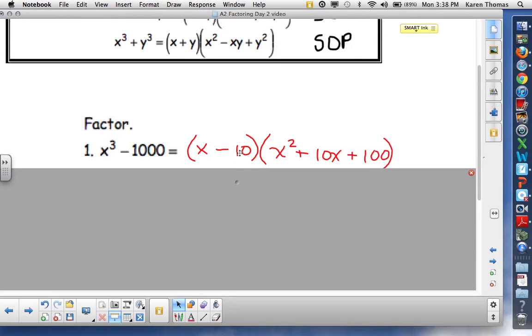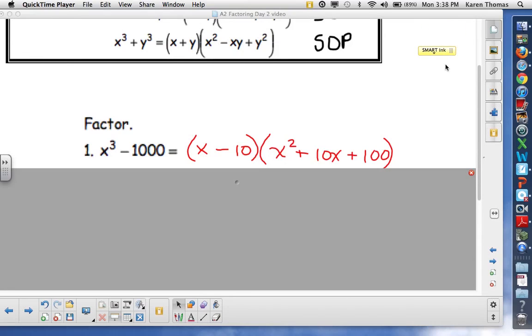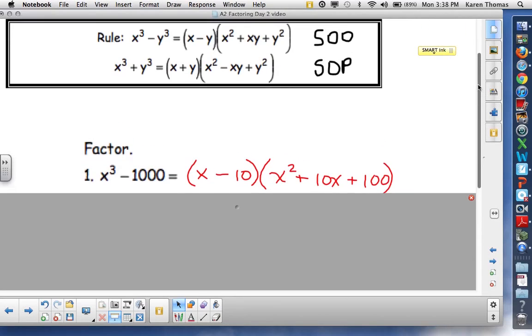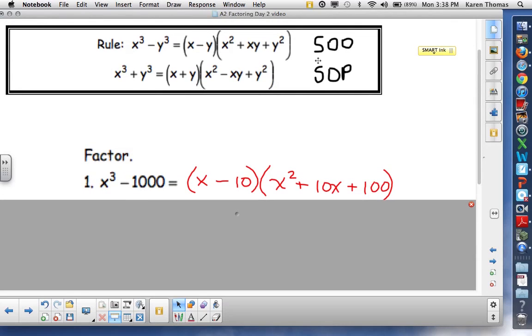I then square my x and get x squared. I multiply 10 times x together, and then I square my 10 and get 100. I look up above, and I see that this is the difference of two cubes. So I write same, opposite, opposite on my signs. I do a minus sign, that's the same here. And then I do plus, plus.